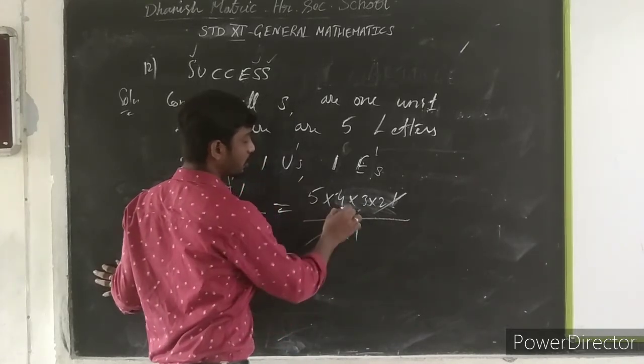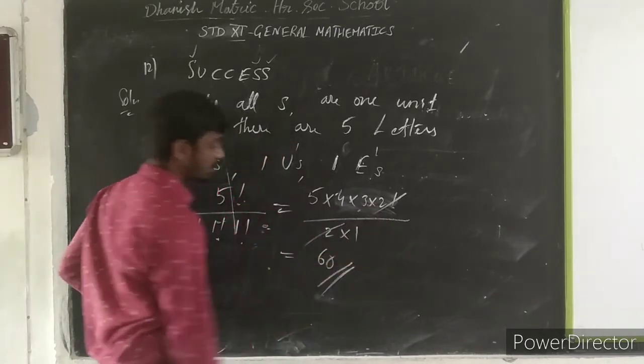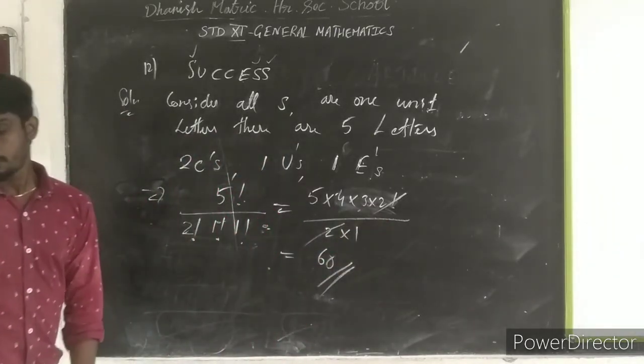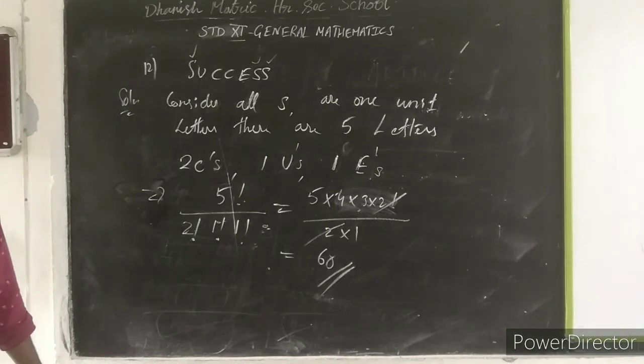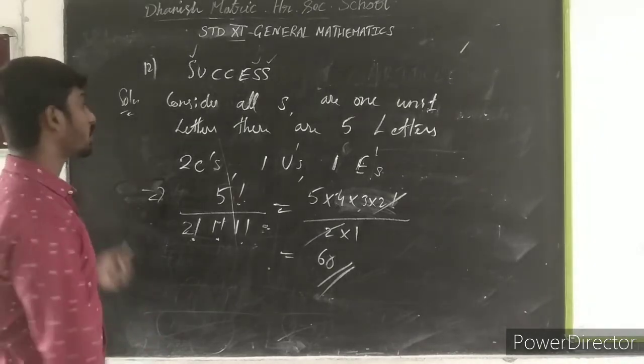So what does that mean? 5 4s are 20. 20 into 3, that will be 60 is the answer. If you are understanding the concept, it is very easy to solve the sum. It looks like a gaming process only. So the 13th one is homework for you. Let me solve the 14th question.